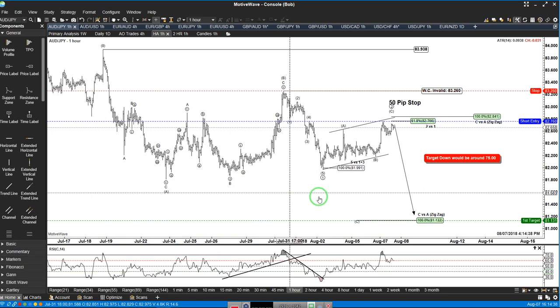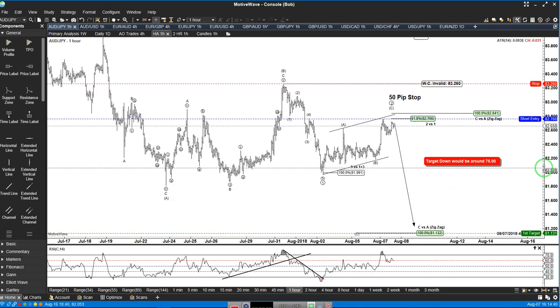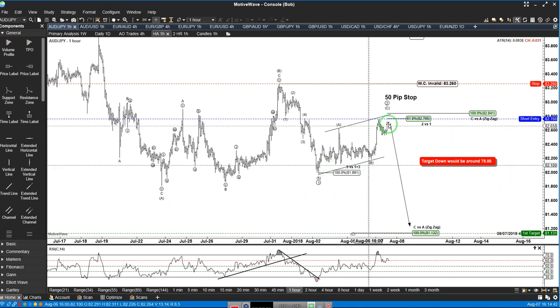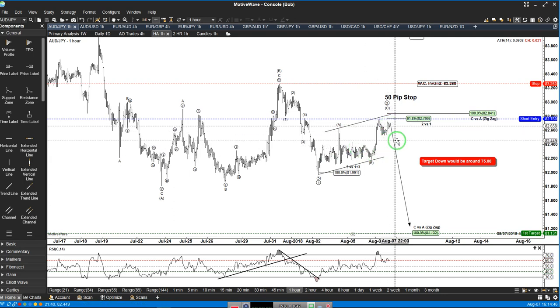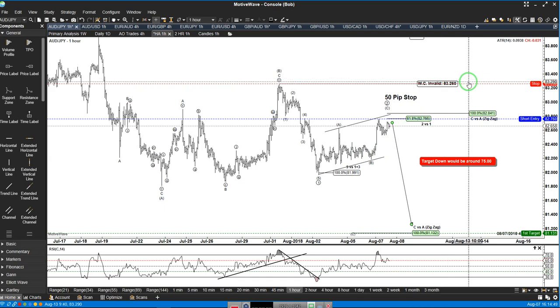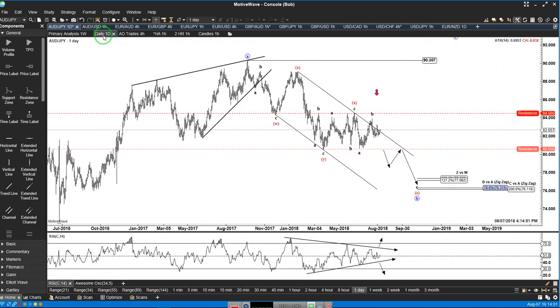Aussie yen. Look for that ABC up for 2, with stops above 83.26. I still believe we're coming down below this 80.50 support area.